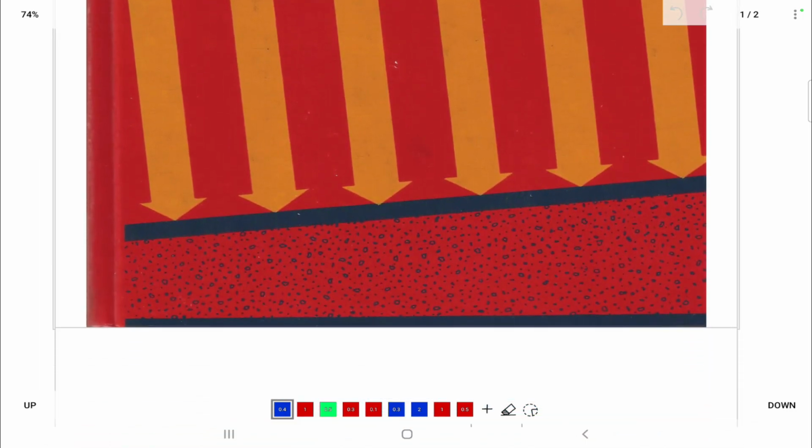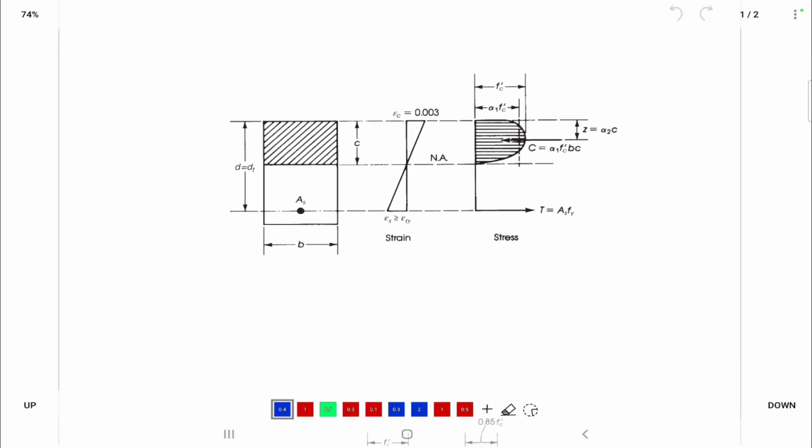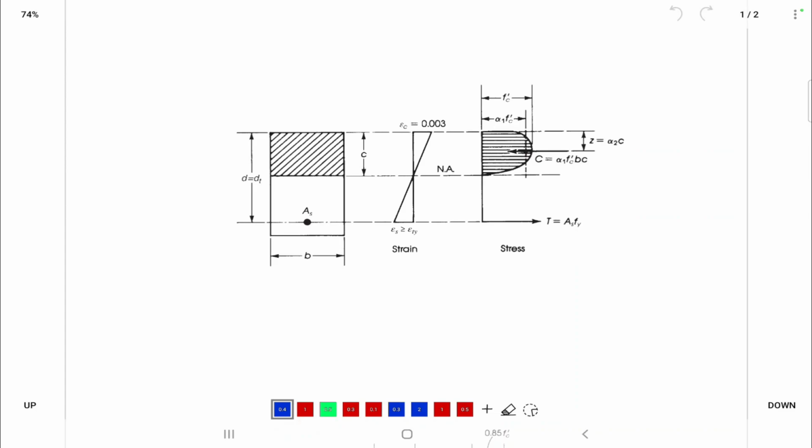Today, design of concrete structures. In the last session, we have introduced the reinforced concrete design. Today, we'll carry on and we will explain how we design the rectangular section. So this is a rectangular concrete section.